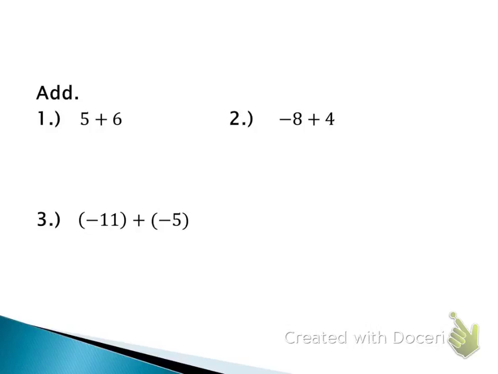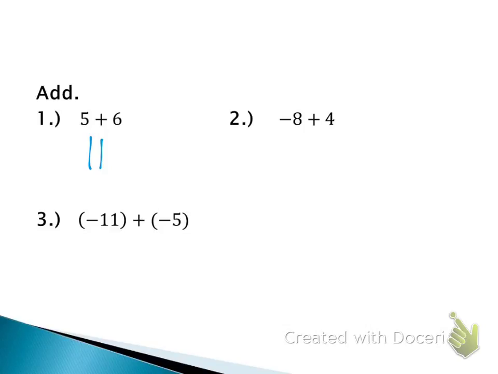Example 1. Jalen, when we take positive 5 plus positive 6, what do we get? 11. Positive 11. We add the absolute values, we keep the sign. Okay. On number 2, we have different signs, so we are going to subtract their absolute values.